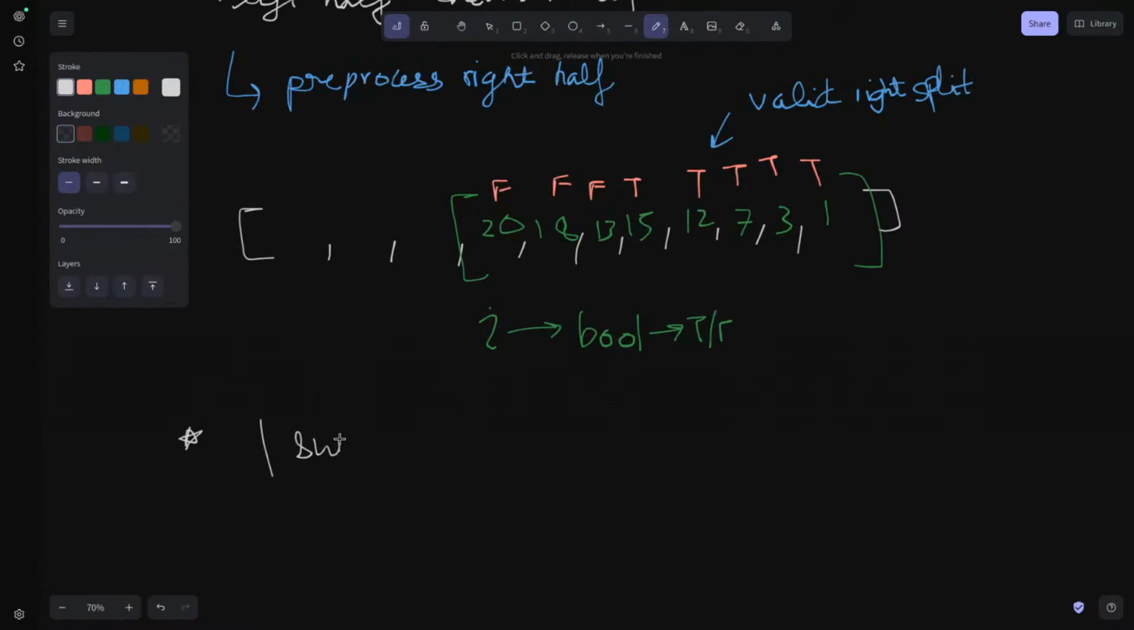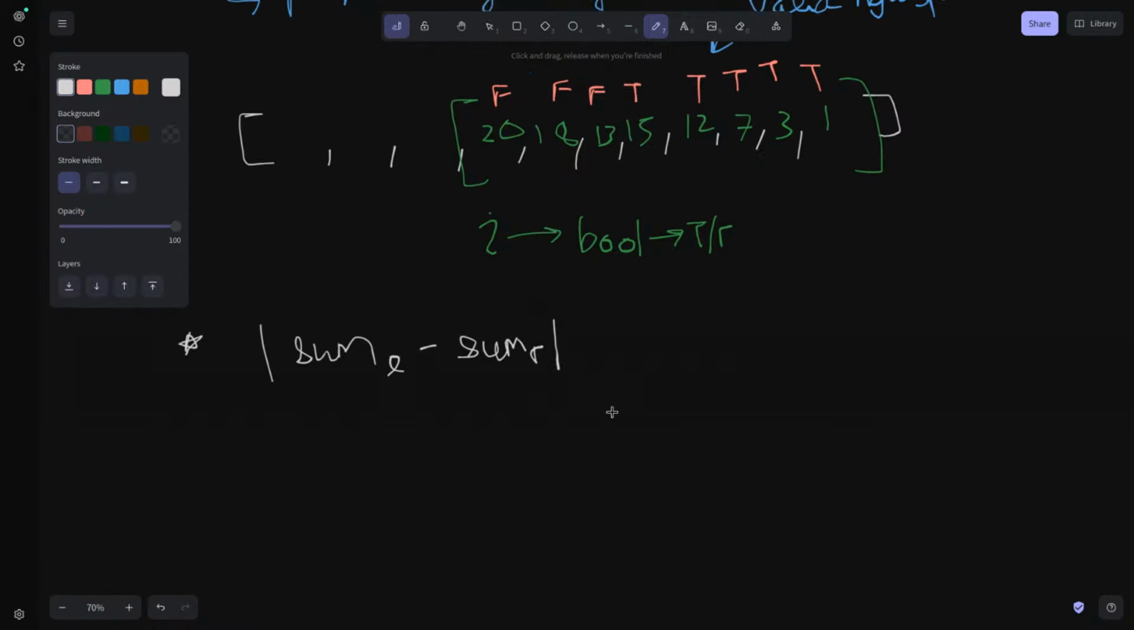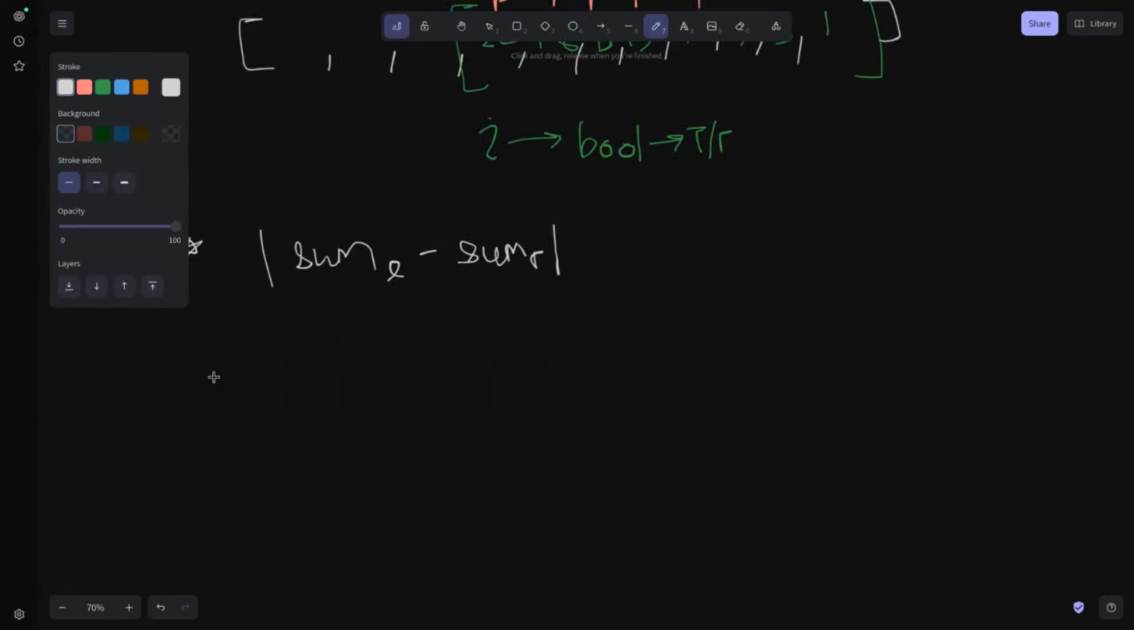So we want sum left minus sum right. Okay. So how do we calculate this difference? We can say that this difference is equal to the total sum, right? Total sum minus left sum minus the left sum again, right? Minus the left sum again.